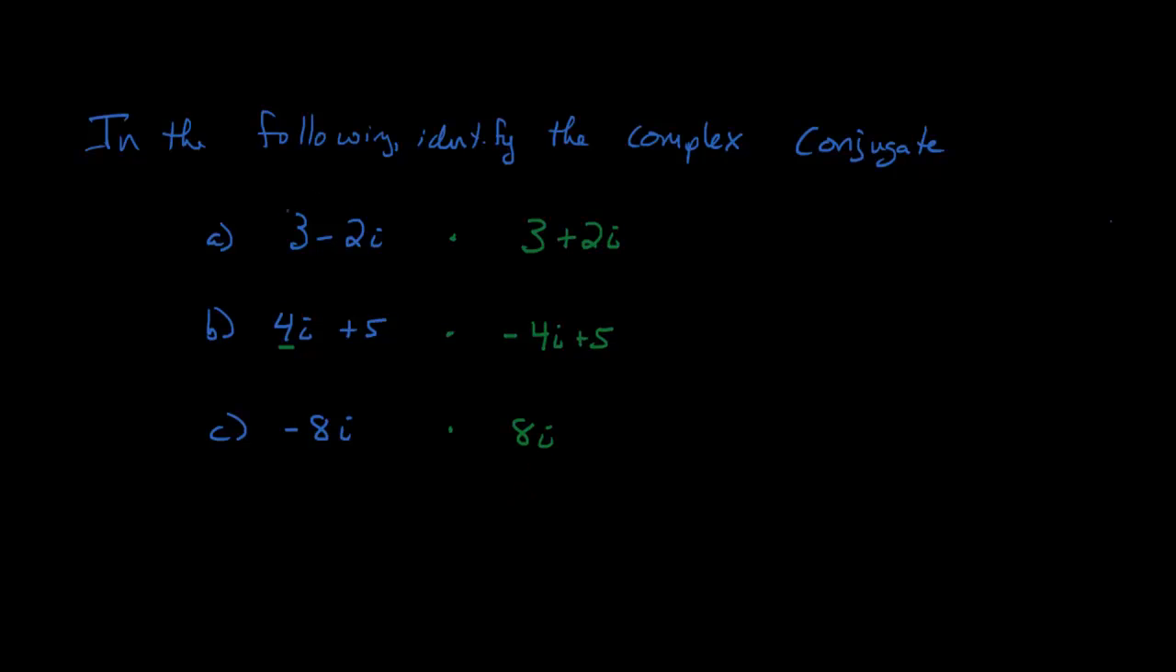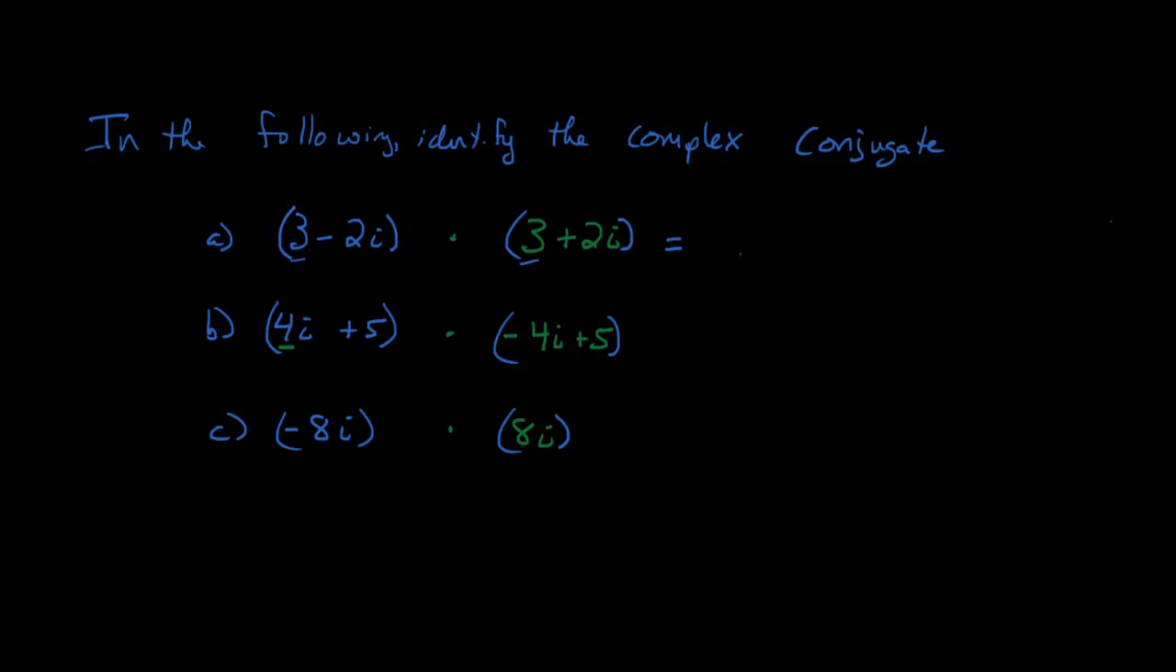Now I'm going to ask you to FOIL each one of these. FOIL the complex value and its conjugate together. Do that for each one, and while you're doing that, pause the video and then come back. So hopefully you did that and now you're back. I'm going to do it a little bit faster.